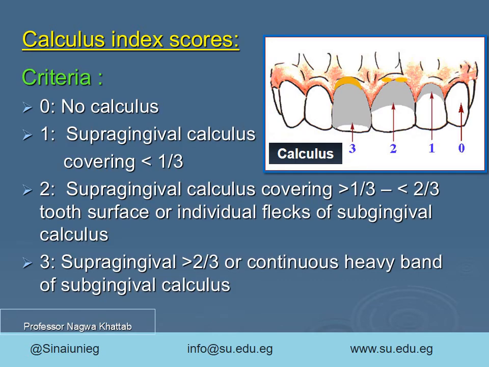No calculus. Supragingival less than 1/3. In score 2, supragingival between 1/3 and 2/3, or any individual flecks of subgingival calculus. Score 3, more than 2/3 of supragingival calculus, or any heavy band of subgingival calculus.